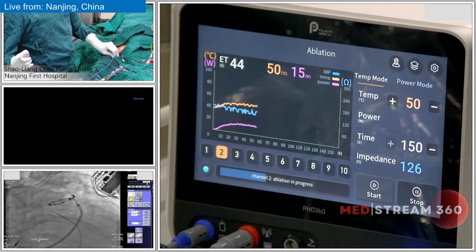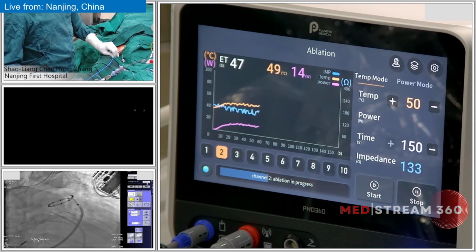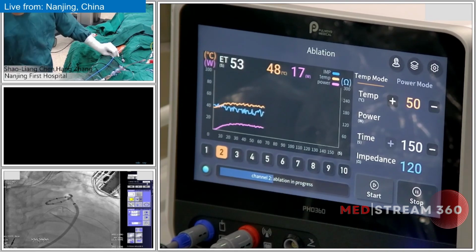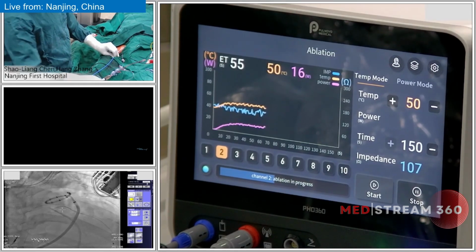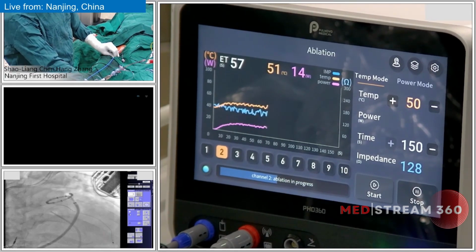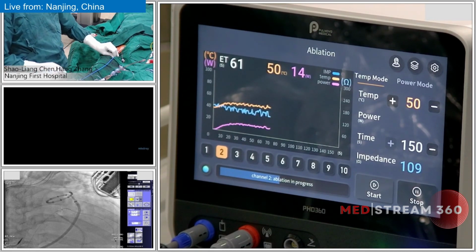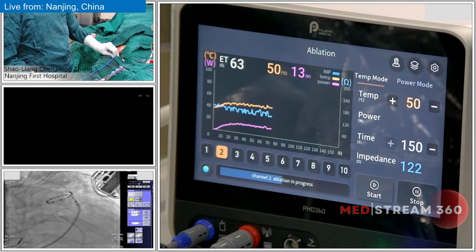So how much is the temperature right now? 51, 49, so almost 50, right? So the generator also has an automatic function to terminate the ablation once the temperature is greater than 50 degrees.